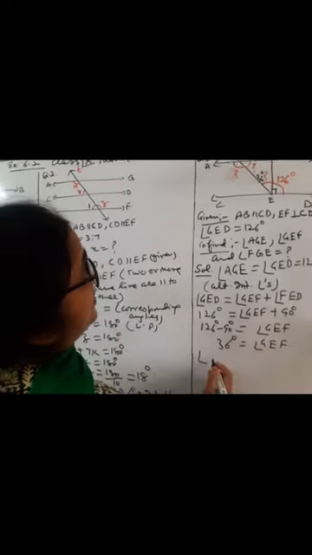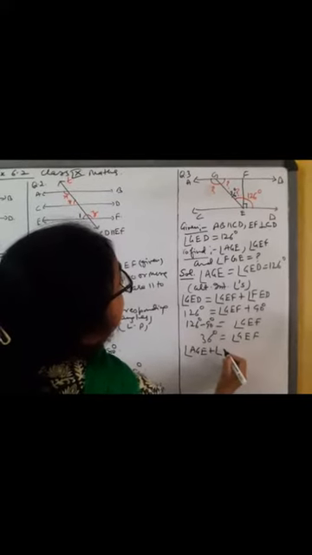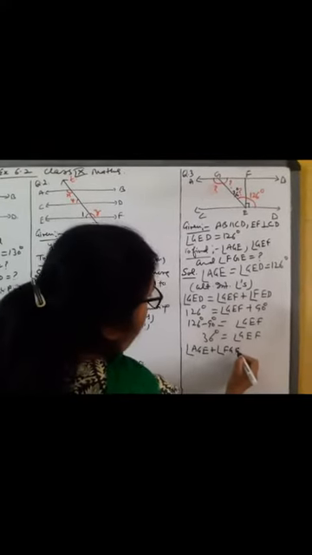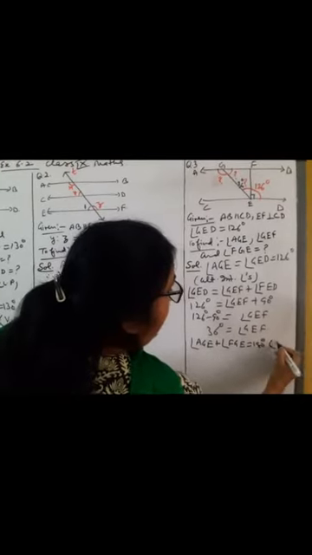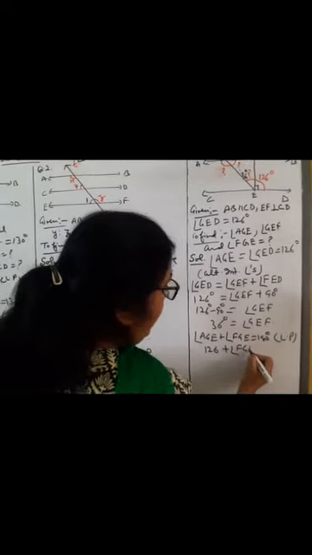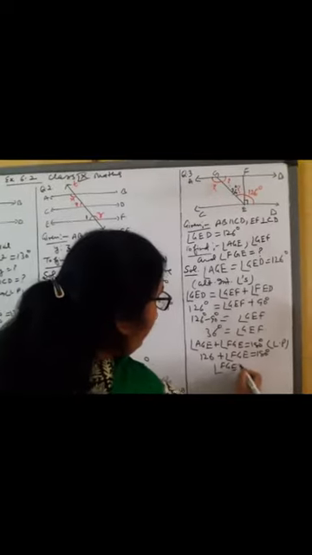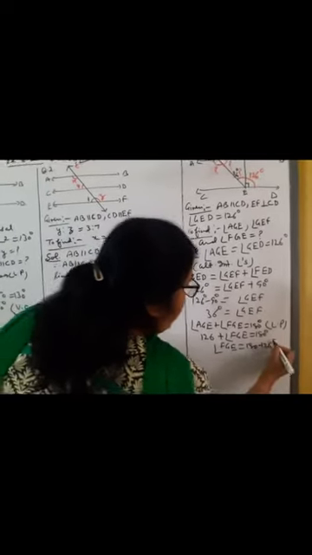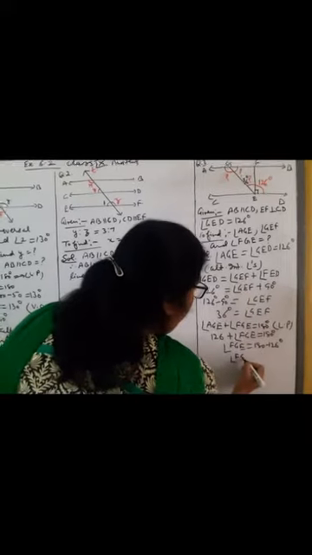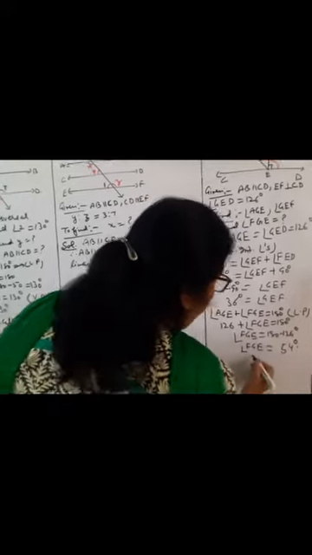Now I have to find out angle AGE plus angle FGE. This is 180 degree, linear pair. 126 plus angle FGE is 180 degree. So angle FGE is 180 minus 126 degree. Angle FGE is 54 degree. Solved. So all the three angles we have found.